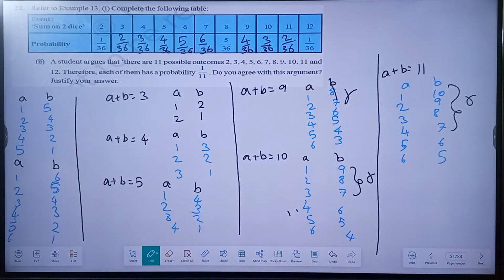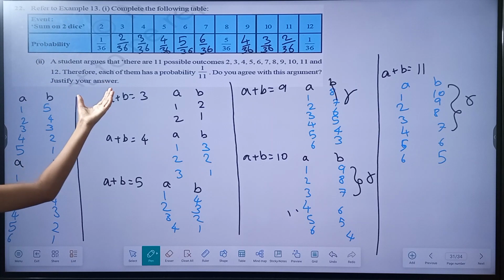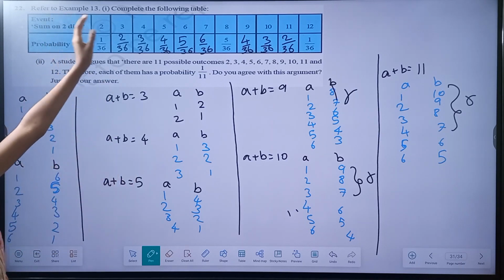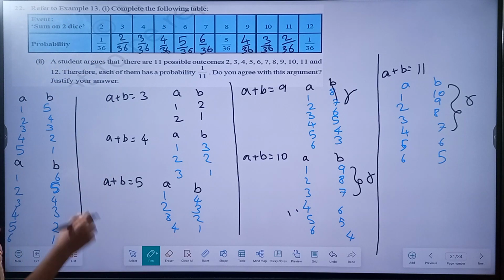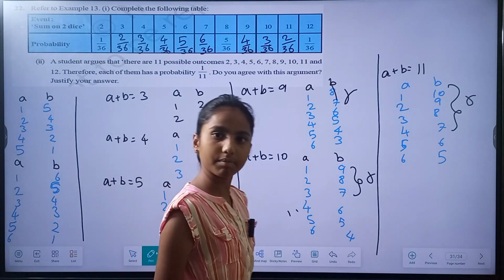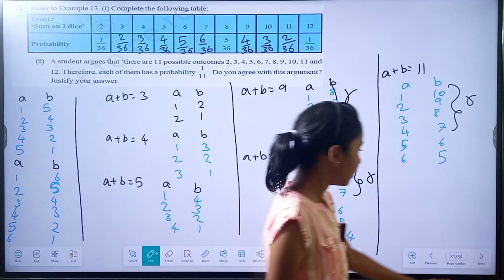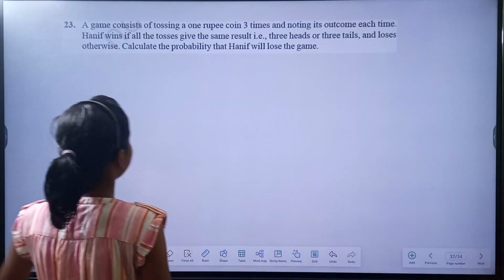A student argues that there are 11 possible outcomes, 2, 3, 4, 5, 6, 7, 8, 9, 10, 11, and 12. Therefore, each of them has a probability 1/11. Do you agree with this argument? No, because we have 1/36, 2/36, 3/36. All outcomes have different probabilities. If a plus b equal to 2, the number of outcomes are different than for 3, 4, like that. So, it is not 1/12. Those are not equally likely.